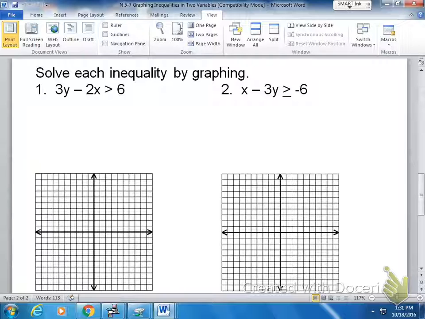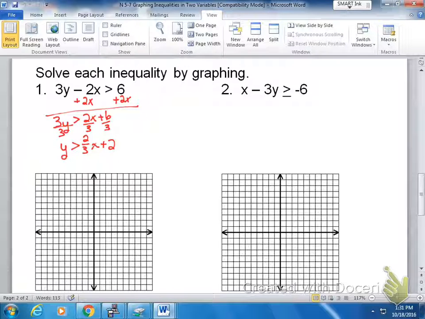So it says solve each inequality by graphing, but to do that, we have to solve them for y first. So this is not in standard form. I need to move my x's over, but since it's minus 2x, I'm going to add 2x to both sides. So I have 3y is greater than 2x plus 6, but I need to divide by 3 on each term, and I end up with y is greater than 2/3 x plus 2.